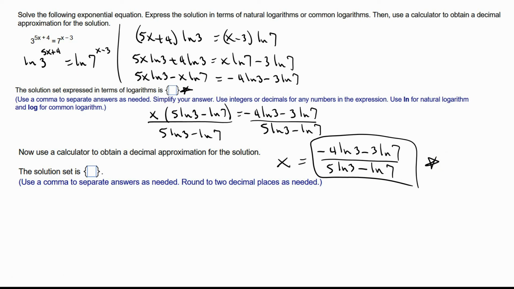That's a whole lot. You got to be careful how you put that in your calculator. But when you work that out, that comes out to be negative 2.88. Negative 2.88.